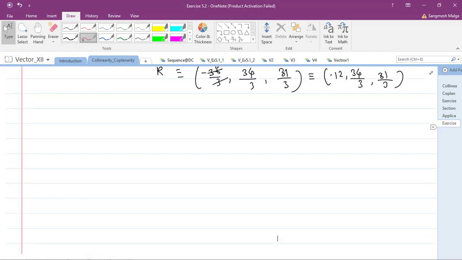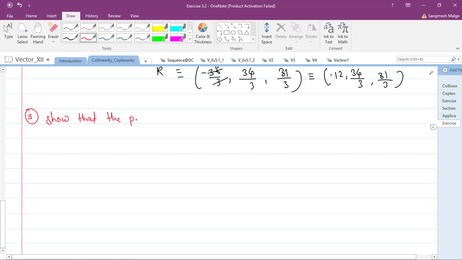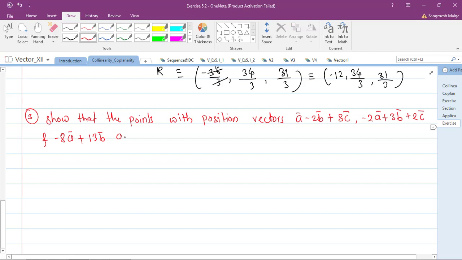Third question. Show that the points with the position vectors a bar minus 2b bar plus 3c bar, comma, minus 2a bar plus 3b bar plus 2c bar, and minus 8a bar plus 13b bar are collinear.